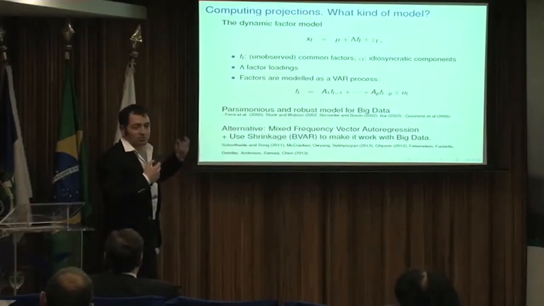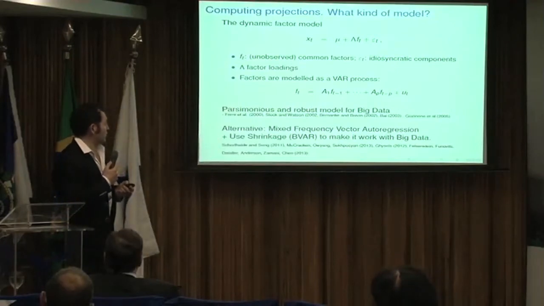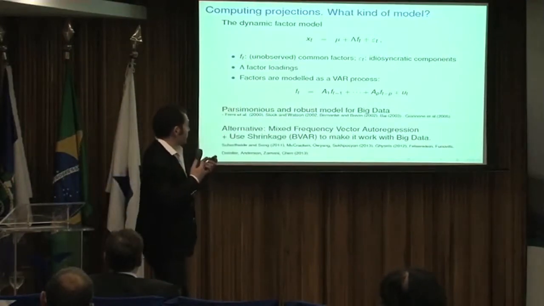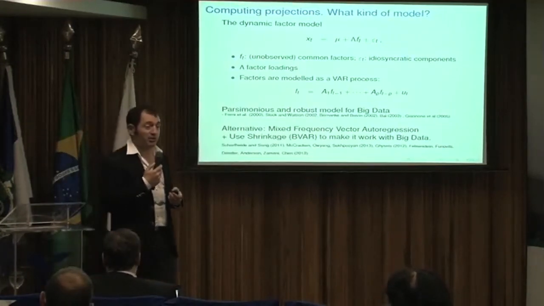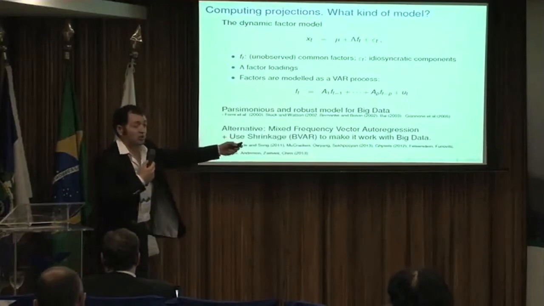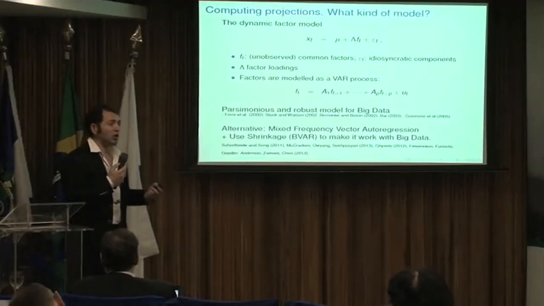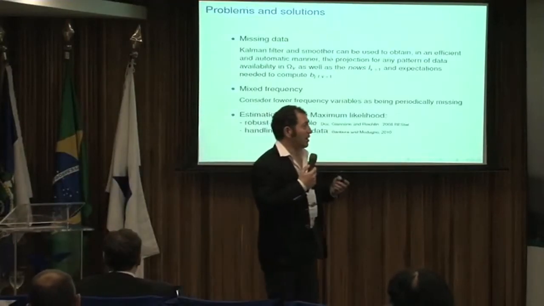However, there are also other alternatives. For example, a mixed frequency vector autoregression model could do the same job. You can cast it in state space form, and then you can use shrinkage, Bayesian priors, in order to make it work with big data.